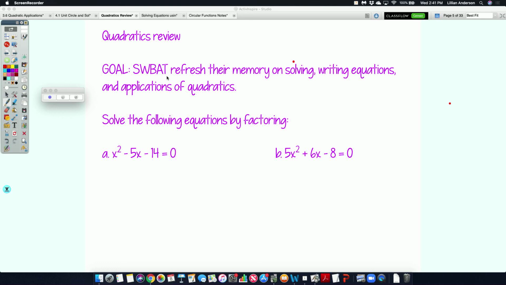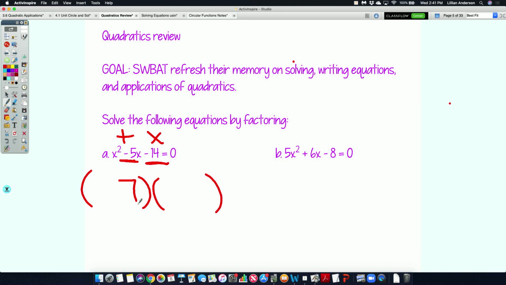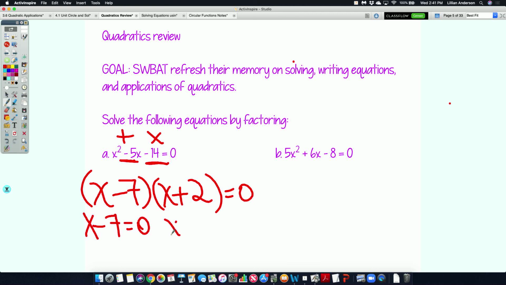Remember, when you're factoring, your most basic ones, you're looking for 2 numbers that add and multiply. Add to give you what? -5, your B term, and then multiply to give you your C term. What are those 2 numbers? 7, 2. Which one's negative? -7. So that'd be x minus 7, x plus 2. And then to solve them, you would set both of those factors equal to 0 and solve. What are my 2 solutions? 7 and -2. Very good.